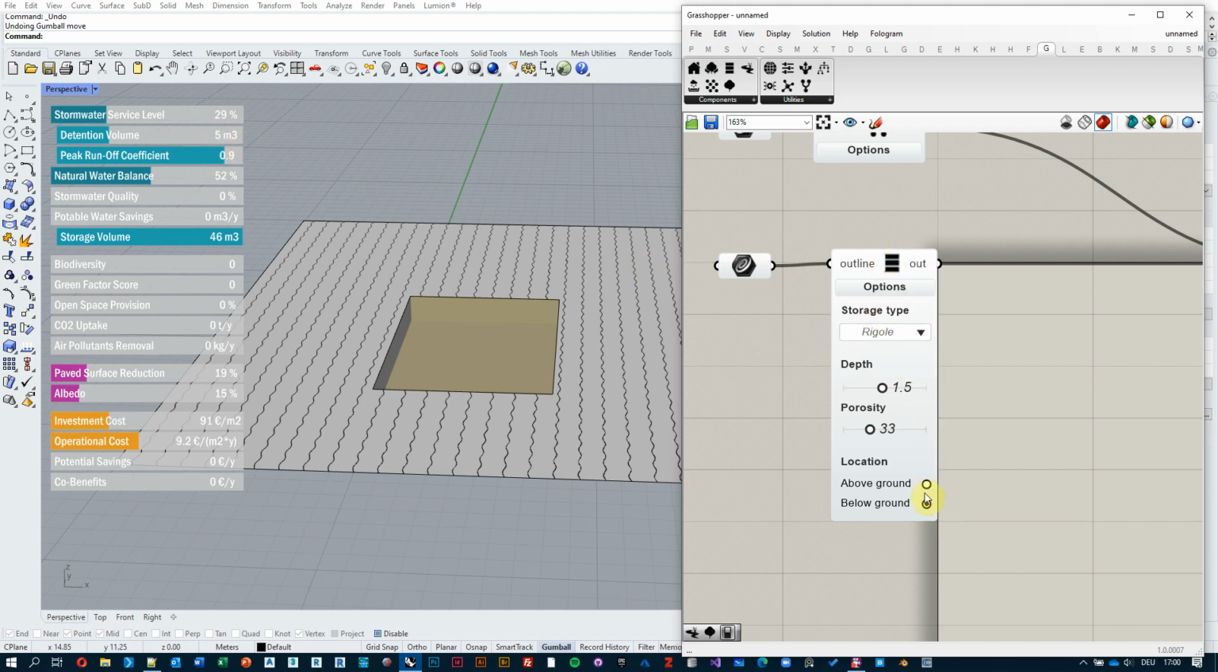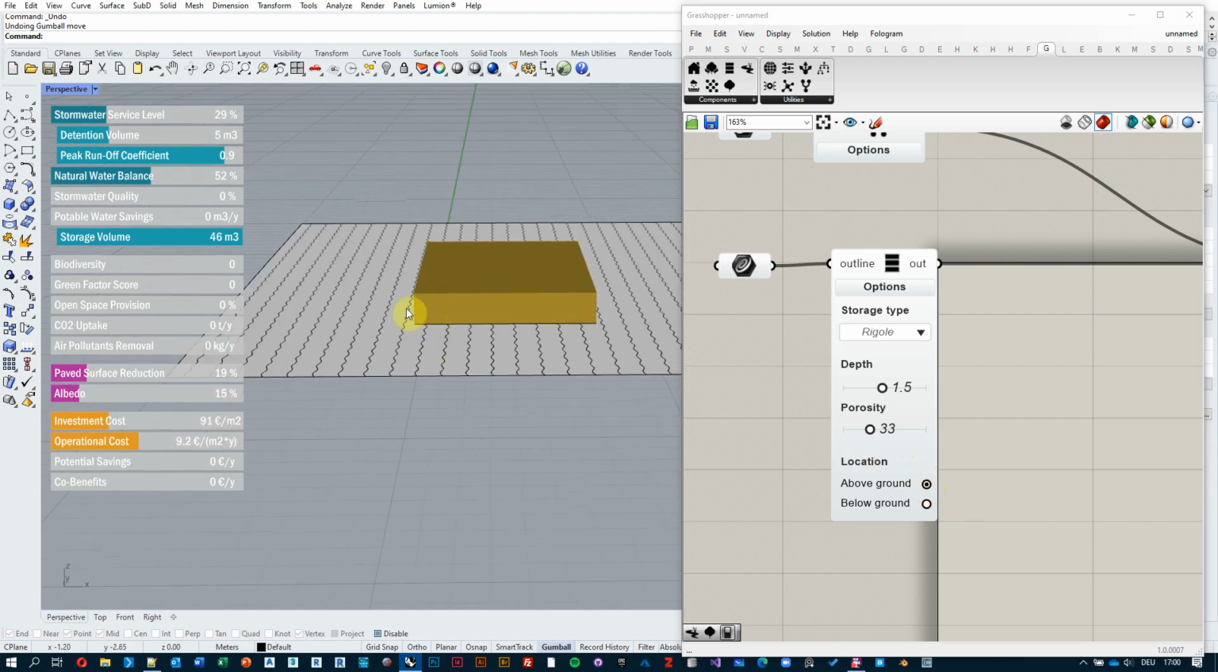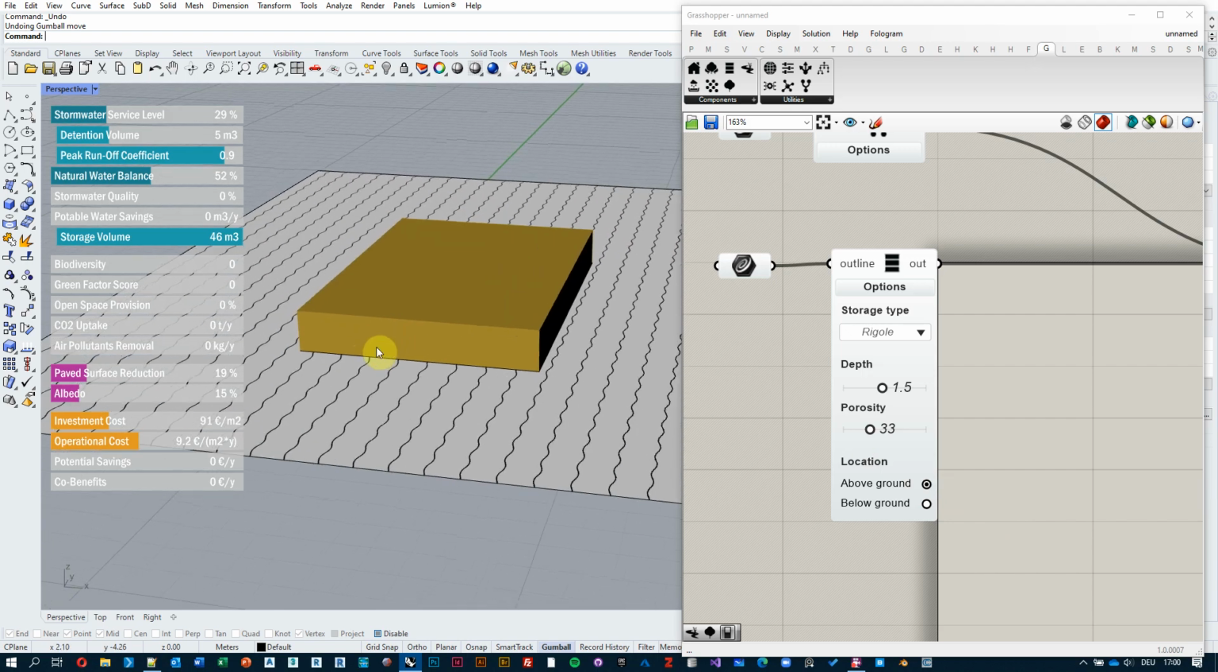You also have a choice to say, is it an underground object, or is it something that is above ground? And then you would see that not only the visual appearance changes, but it would then also have a contribution to the overall site runoff.